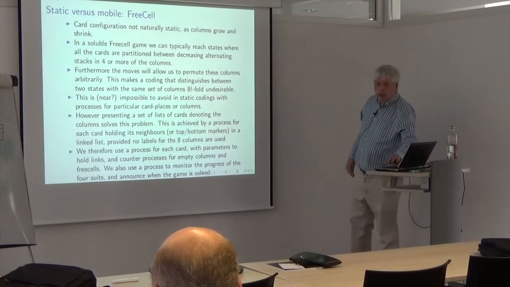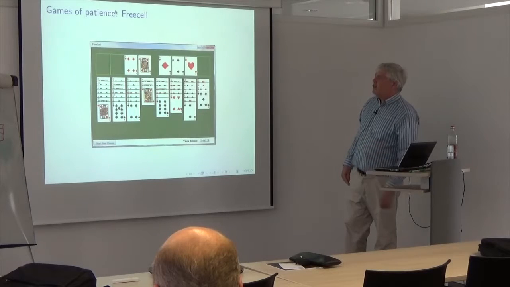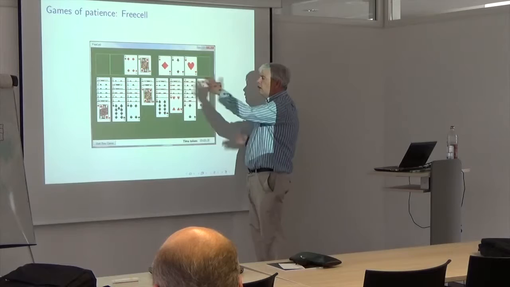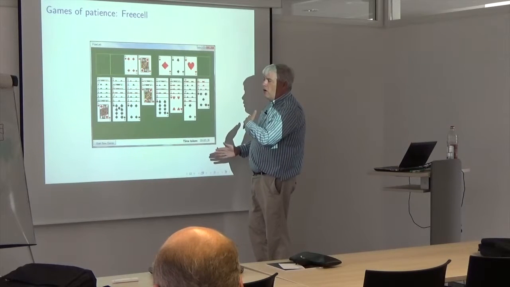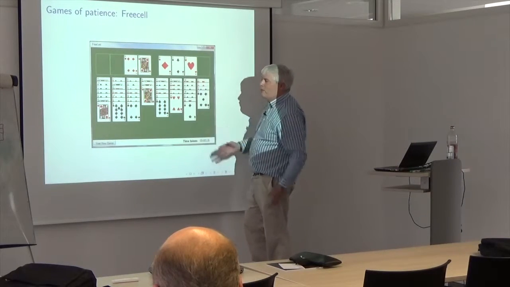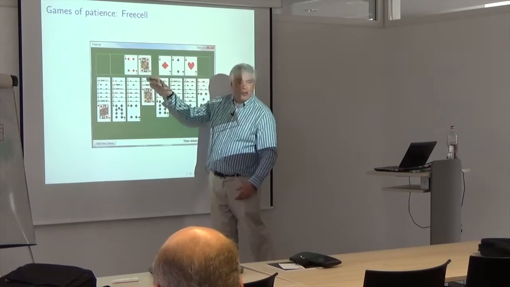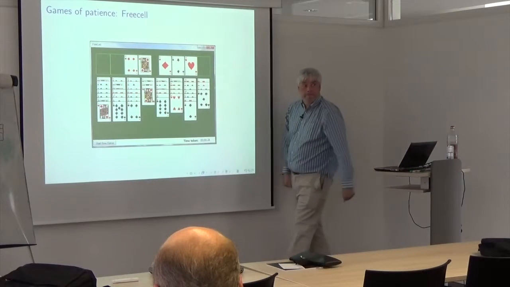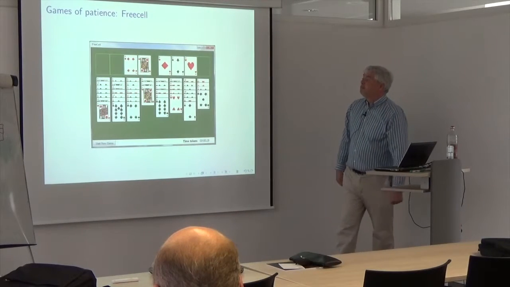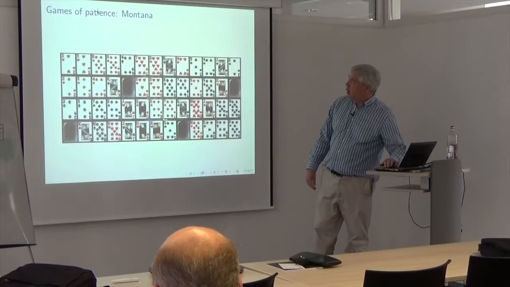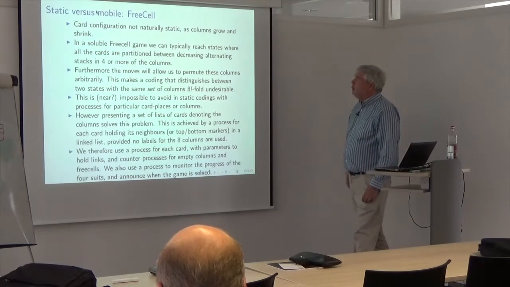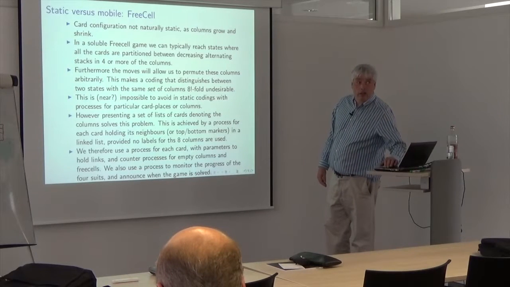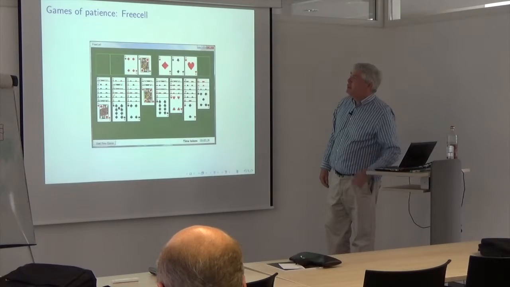The card configuration of Freecell is not naturally static, because cards move around, and there are going to be cards at some places now, to a very large extent, where there weren't cards before. If I build up one of these columns or take things away from these columns, then the range of places where cards are is itself dynamic. If you actually try to do a static coding of Freecell, you get into big trouble.